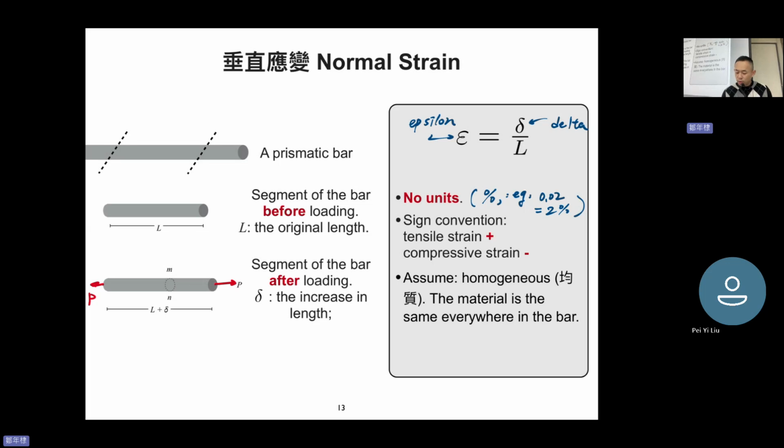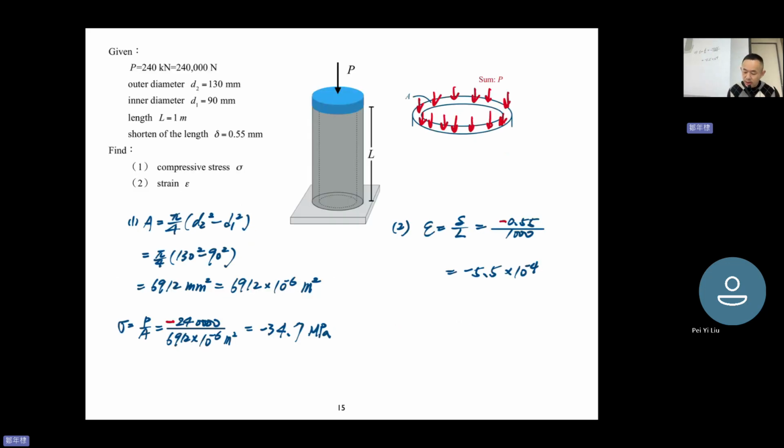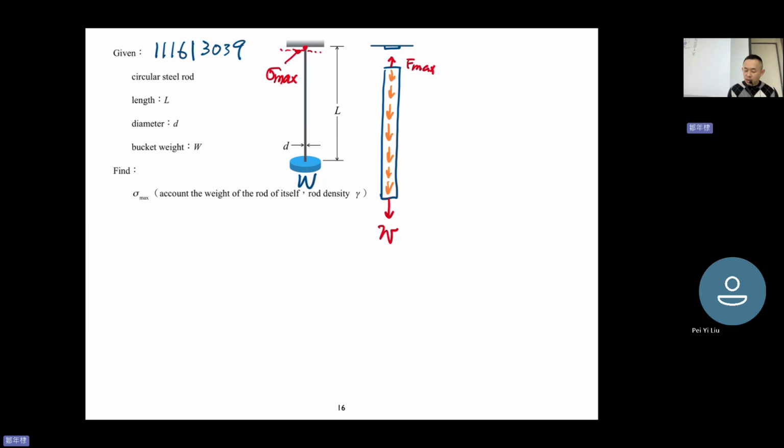And also the strain. Strain is really easy, just the deformation rate, the elongation rate. So you can use the percentage, elongation rate, shortening rate, okay? So this is a rate. So if you are using the rate term, you don't have any unit, okay? So this is a really important concept.